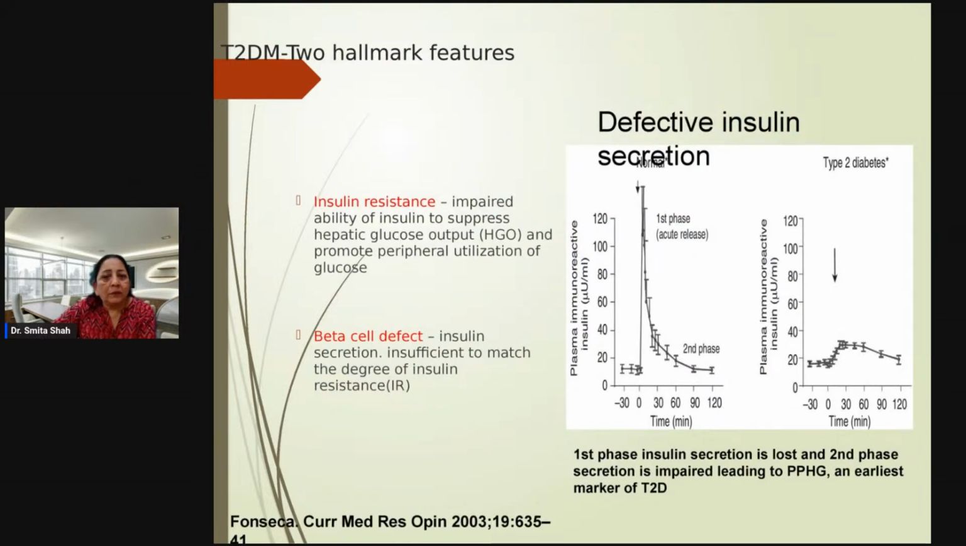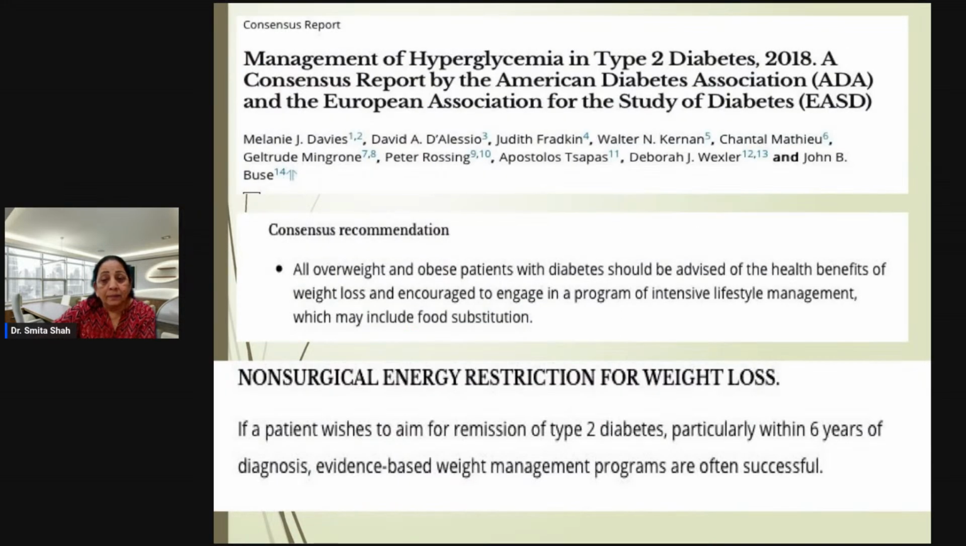The two hallmarks of type 2 diabetes are, first, insulin resistance and, second, beta cell defects. For the management of hyperglycemia in type 2 diabetes, a 2018 consensus report by the American Diabetes Association and the European Association for the Study of Diabetes recommends that all overweight and obese patients with diabetes should be advised on the health benefit of weight loss. The main goal is to focus on weight loss and encourage engagement in intensive lifestyle management like exercise, which may include food substitutions. And non-surgical energy restriction for weight loss, if the patient wishes, aims for remission of type 2 diabetes, particularly within 6 years of the diagnosis. Evidence-based weight management programs are often successful.